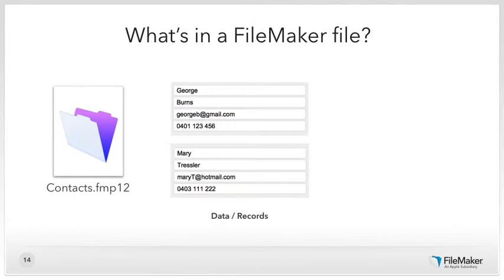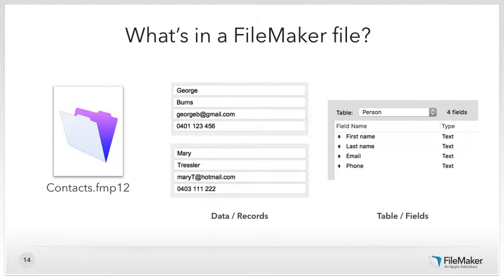The first thing in the file is data. The names, email addresses, phone numbers of all of the people that you're going to record will be stored inside the file. Each separate piece of data, in this case about a person, is stored in a field and all grouped as a record. And as you saw before, we create a table and a field structure inside the file.